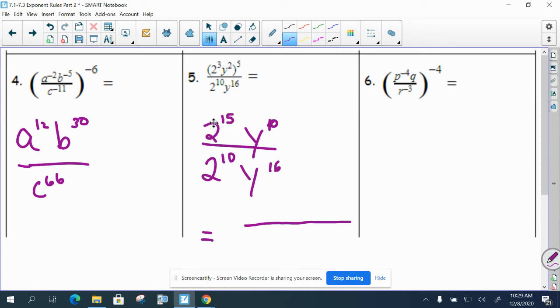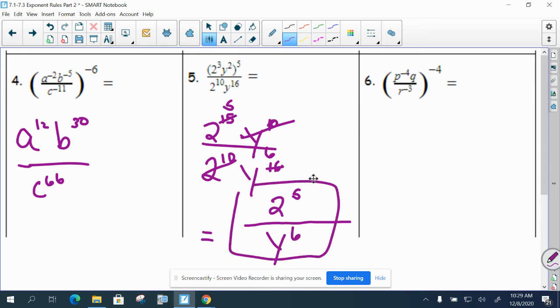So since 2 to the 15th is bigger than 2 to the 10th, it's going to get rid of all of these 2 to the 10ths, and then we'll only have 5 left up here in the numerator. So 2 to the 5th is left in the numerator. And here we have y to the 10th in the numerator, y to the 16th in the denominator. So these 10 y's are going to cancel, and you're going to have 6 left in the denominator. So that's the easiest way to figure that out. And then you can leave it like that, or 2 to the 5th is 32. So 32 over y to the 6th.